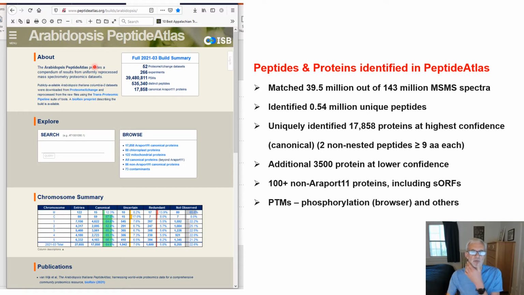On the open page, the first page of PeptideAtlas, you can find the statistics. You can actually click, for instance, on the 17,000 proteins identified at this highest confidence tier. You can also look at which contaminants we found or non-Arabidopsis proteins. And you can also look per chromosome. We can see that for each of the 5 nuclear chromosomes, for about 22% we have no peptides for these protein coding genes, whereas about 60 to 65% of the protein coding genes for each of the chromosomes have very high confidence level identifications.